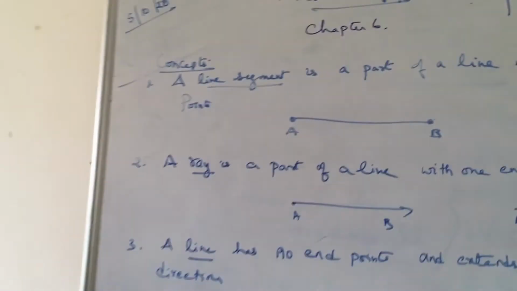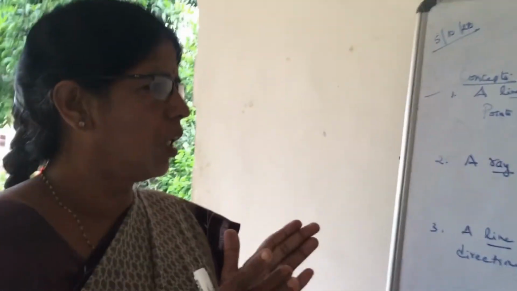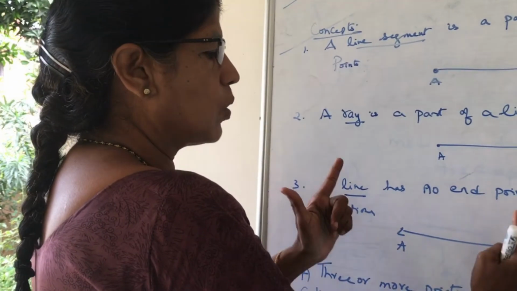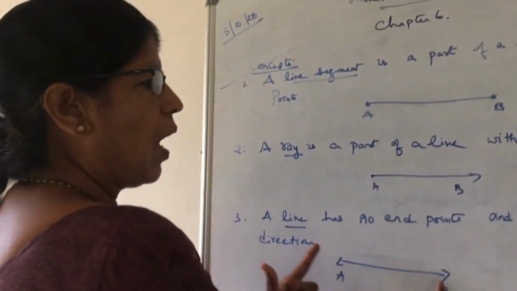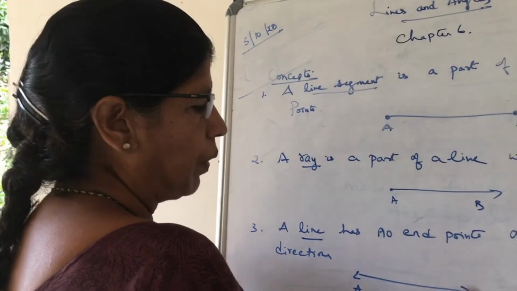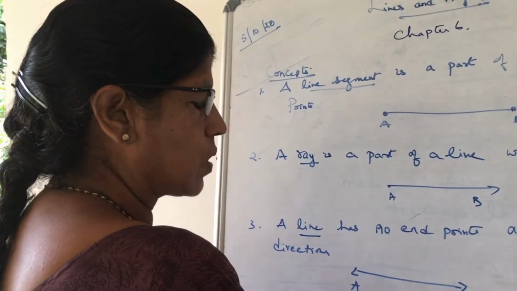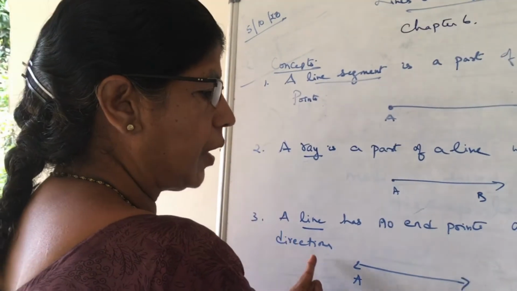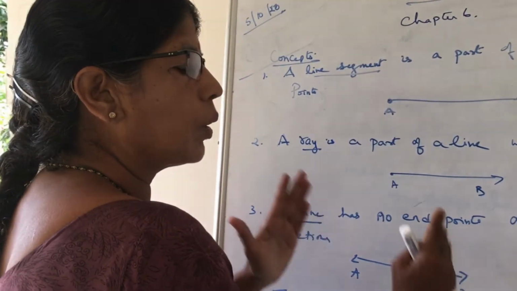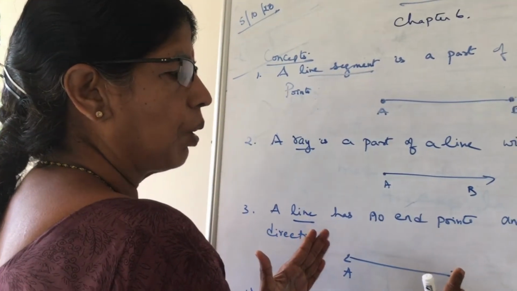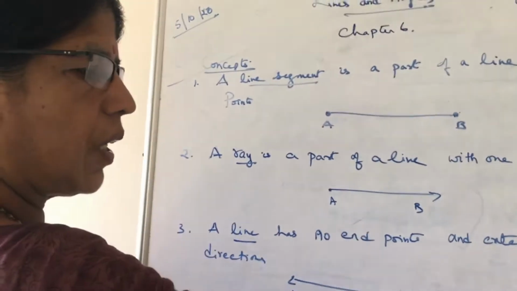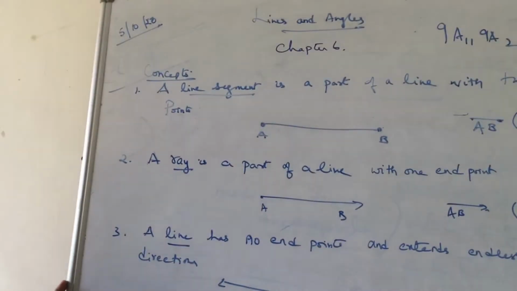What is a line? A line has no endpoints. It has only arrowheads and extends endlessly in both directions. You cannot measure a line. Why? Because it has two arrowheads. It extends endlessly in both directions.